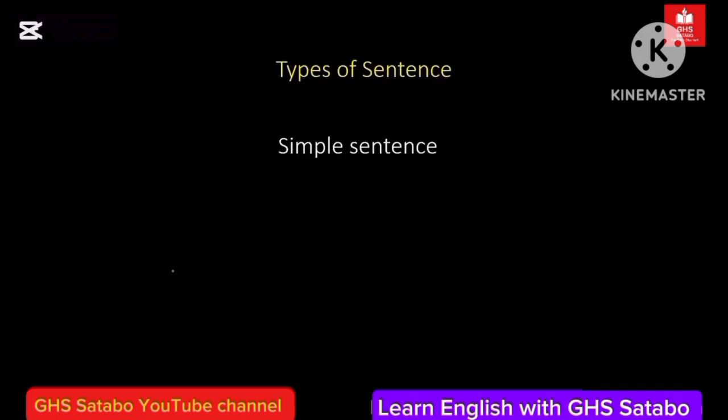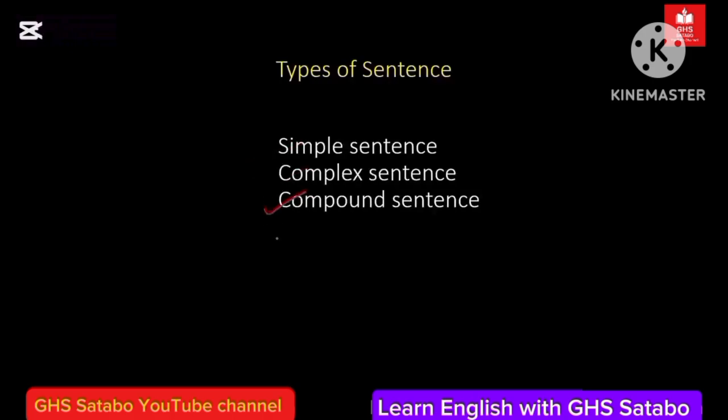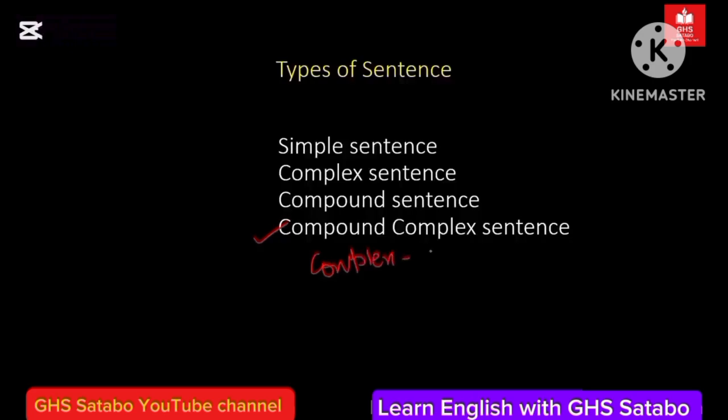So we have four types of sentences: simple sentence, complex sentence, compound sentence, compound complex sentence. Sometimes you will also come across complex compound sentence, which is the other way of writing compound complex sentence. So don't get confused with them. Let's discuss all of them one by one.